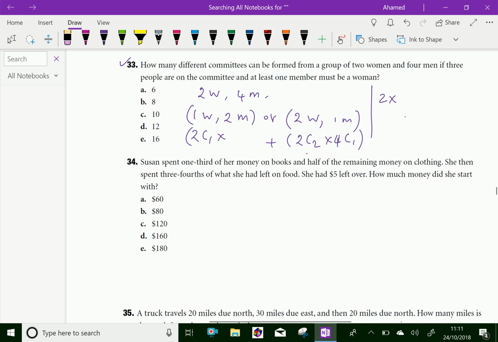So 2C1 is 2, not 2C4, 4C2 here. Then 4C2, by using a calculator we get 6, plus 2C2 is 1 and 4C1 is 4. So 2 into 6 is 12 plus 4 into 1 is 4, equal to 16. So 16 chances are there to get such a combination. So our option is E.